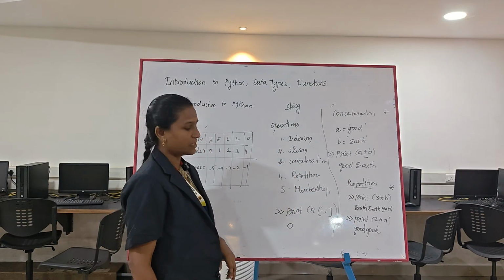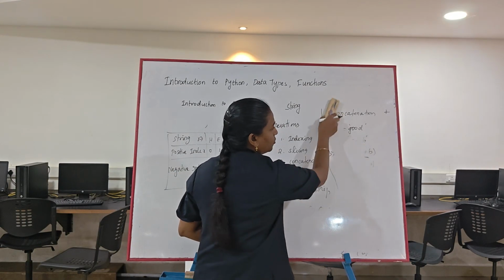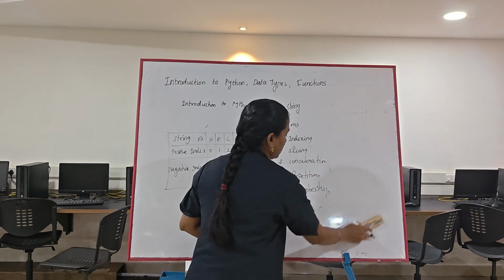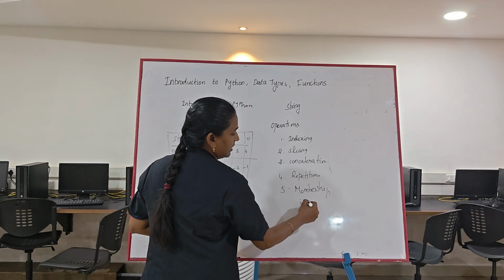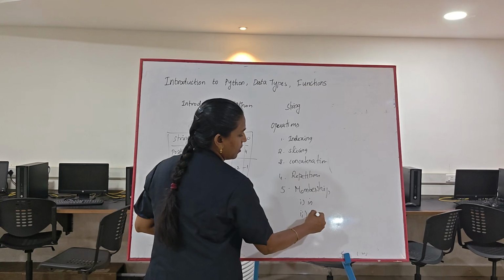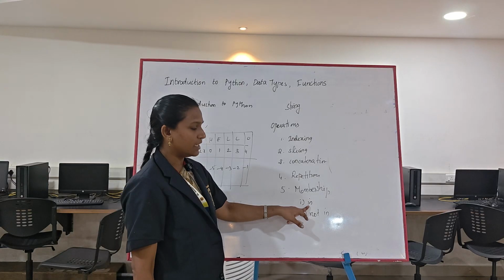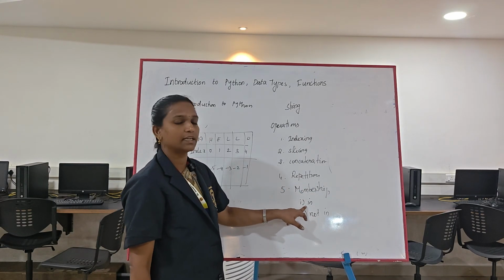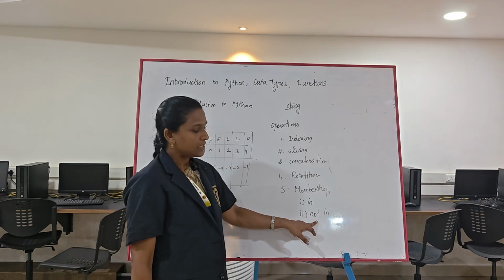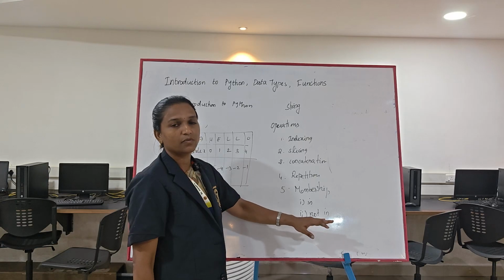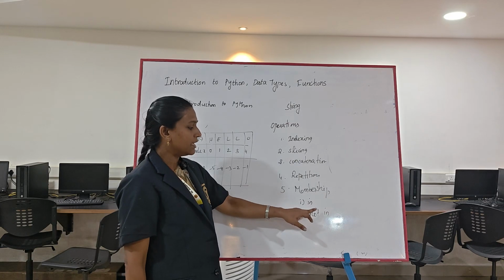Next, the last one is membership. We will see the membership. There are 2 types of membership. The first one is in and the second one is not in. In means if the particular character is present in the particular string, then it returns true. If it is not there, it returns false. Not in means if the particular character is not in the string, it returns true. If it is there, it returns false.